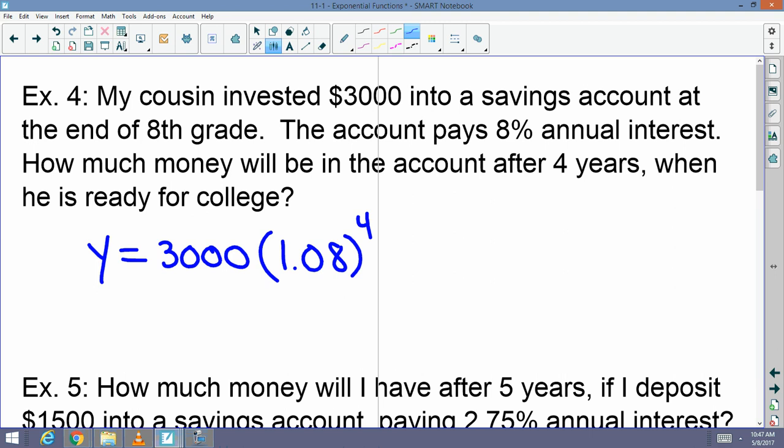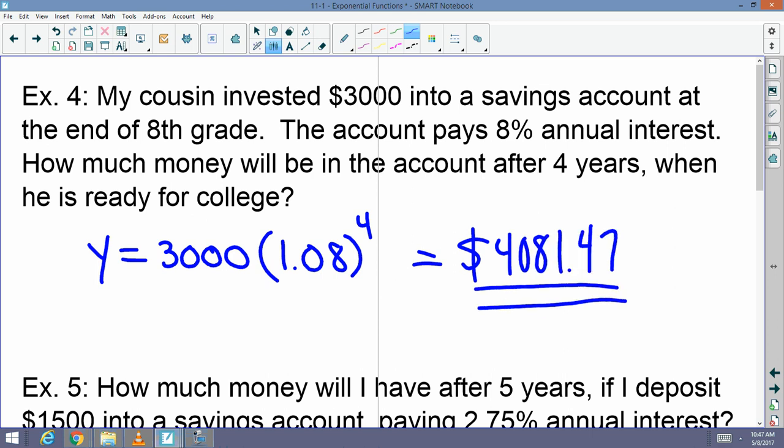Now here, guys, again, I'm going to let you use a calculator. Heck yeah, I will. Remember, I don't see the formula, I give you nothing. Anyone can use a calculator. It takes intelligence to set up the equation. So 3,000 times 1.08 raised to the 4th power, and that's going to be $4,081.47. Please be sure always to round to the nearest cent because we are dealing with money. Does that make sense, guys? It's not bad, right? It's not too bad. Looks ugly. A lot of words and percentages and stuff, but not that bad.